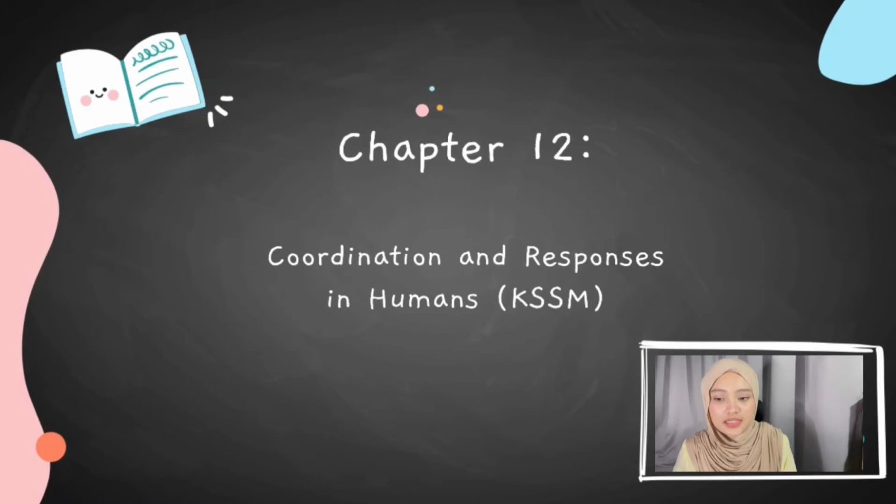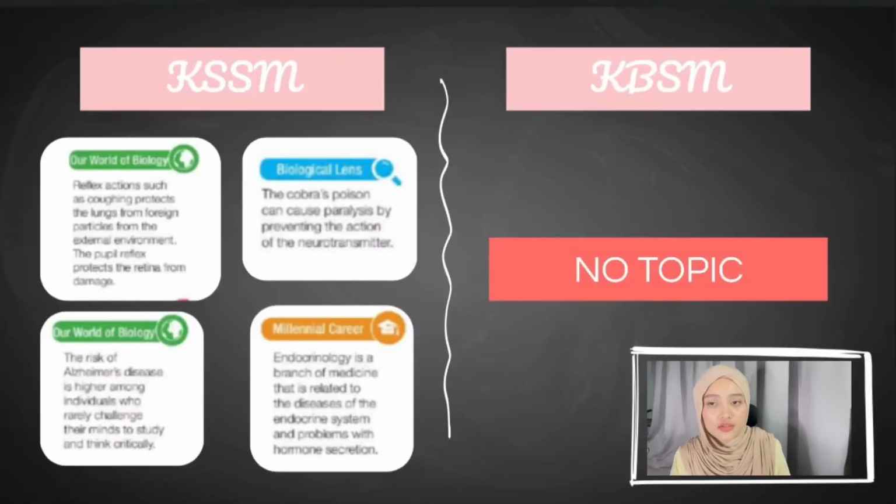Next is chapter 12. The main topic is coordination and responses in humans. It is contained in KSSM textbook but not in KBSM textbook. Next, I will explain the difference of key concept for chapter 12 in KSSM textbook and KBSM textbook.